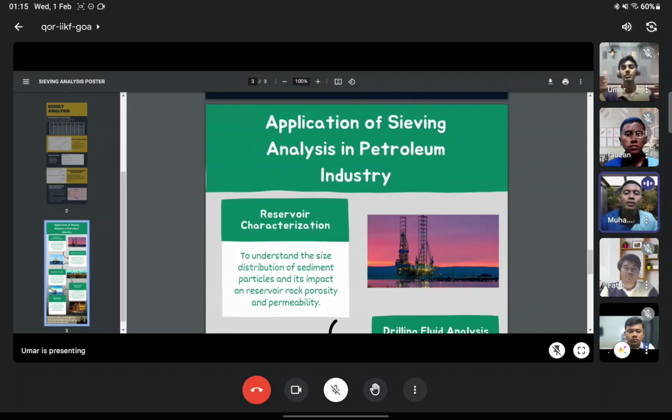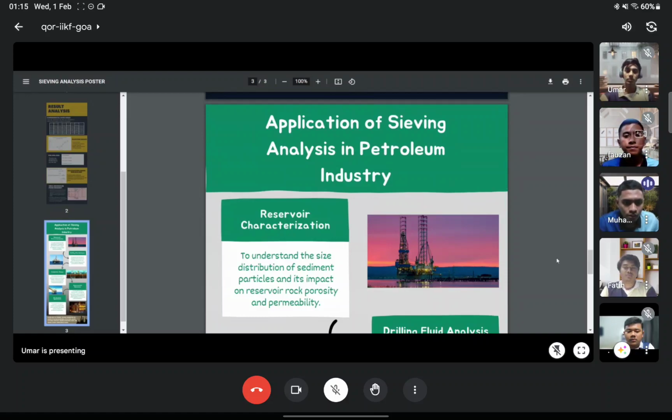Hello. On my part, I will discuss the application of sieving analysis in the petroleum industry. There are a few applications of sieving analysis in the petroleum industry, such as reservoir characterization, drilling fluid analysis, completion design, enhanced oil recovery, and production operations.